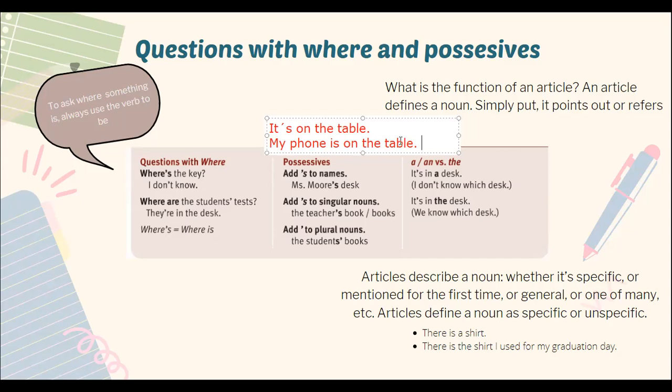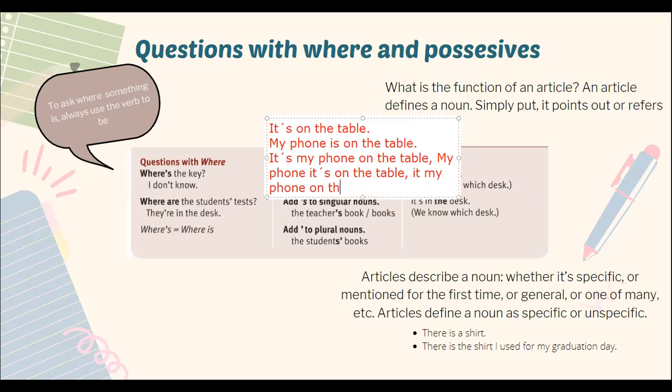Ahora bien, cuando tenemos nuestras oraciones así, no combinamos pronoun with noun. We don't combine pronoun with noun. So, it's either it's on the table or my phone is on the table. Okay, my phone is on the table. But you cannot say it's my phone on the table. Okay, like this. My phone is on the table.